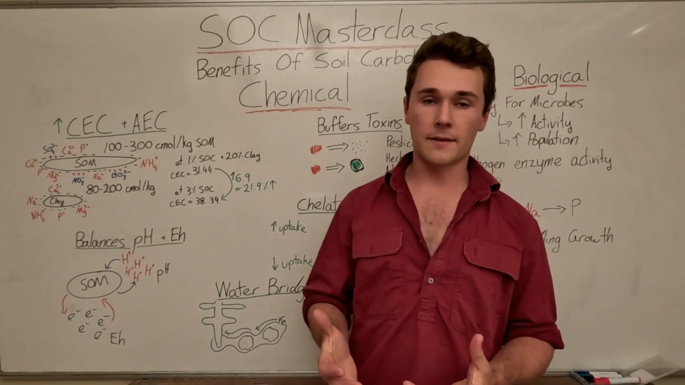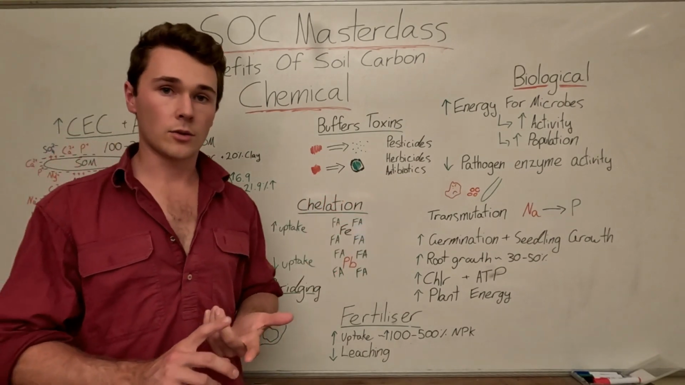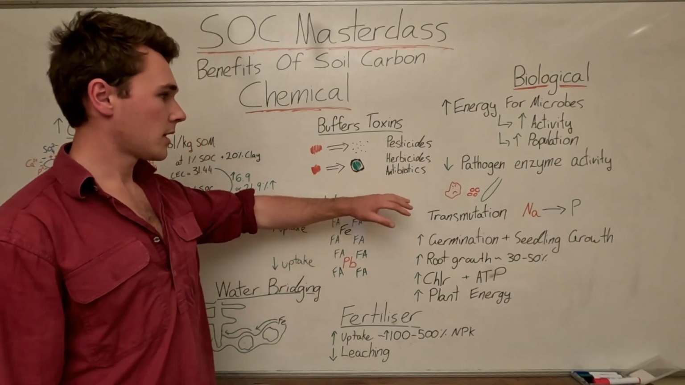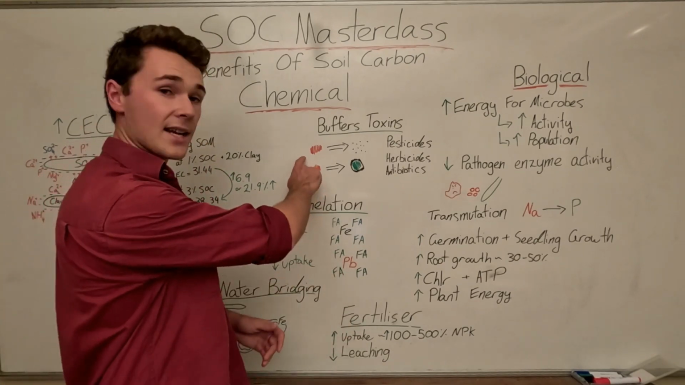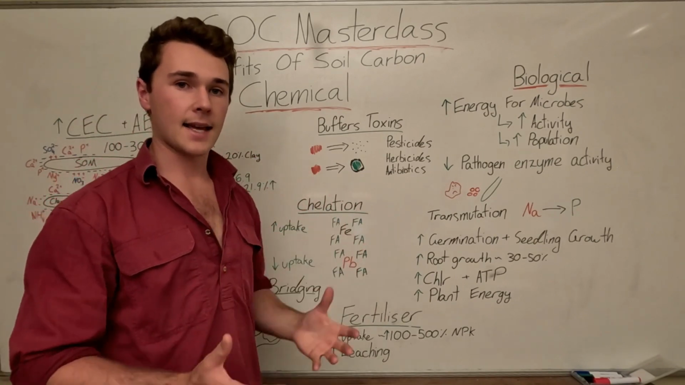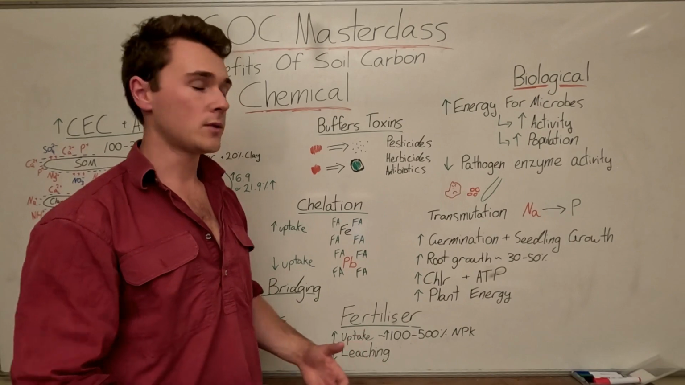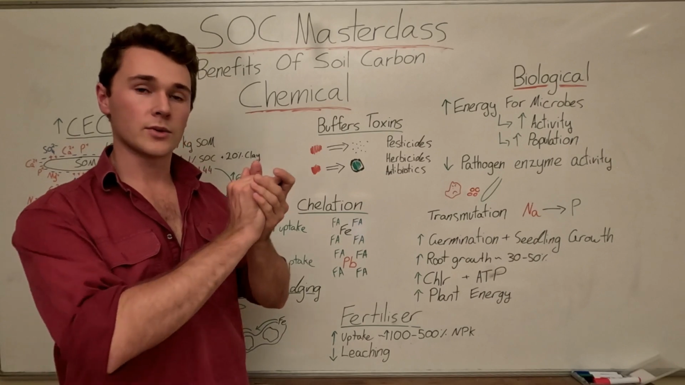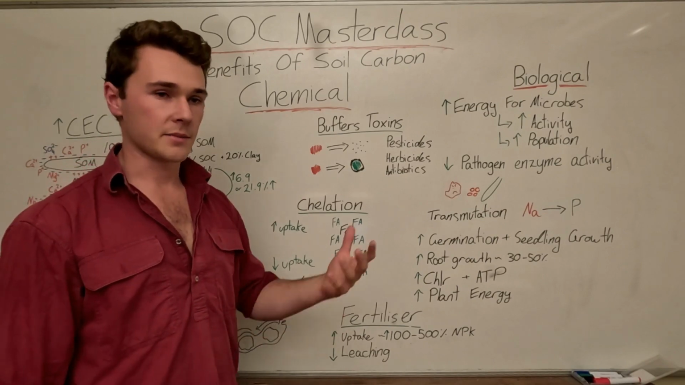Now, there's another chemical benefit that soil organic carbon brings to our soils, and that is buffering toxins. So toxins can include things that we can apply, so herbicides, pesticides, and antibiotics. There are two ways that soil organic carbon can help buffer these toxins. The first one is actually breaking it down. So we have our toxin here. Our soil organic carbon is going to act as an energy source for our microbes to break that toxin down into components that are not toxic anymore. Or it can almost form a shield around the toxin and stabilize or deactivate that toxin so it doesn't hurt our plants and microbes in a similar sense.